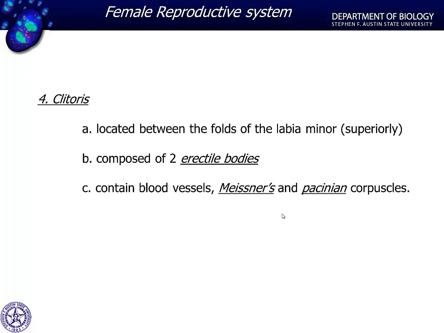The clitoris, this is going to be at the more superior folds of the labia minora. It's going to consist of two erectile bodies. Now, this is not going to be unlike what we'll see in the male penis with our corpus cavernosa tissue, but also within this tissue, we're going to see a lot of nerve endings and receptors. We're going to have a lot of blood vessels that are going to help engorge the erectile bodies, but then we'll also have Meissner's and Pacinian corpuscles within the dermal portions of the clitoris.